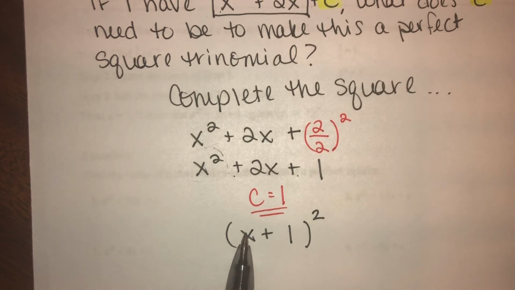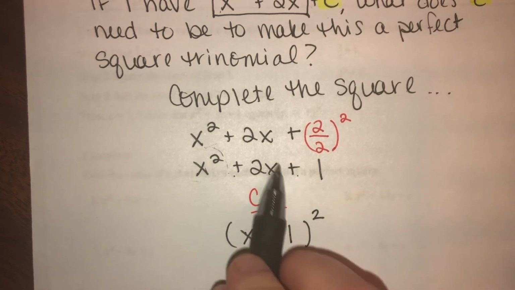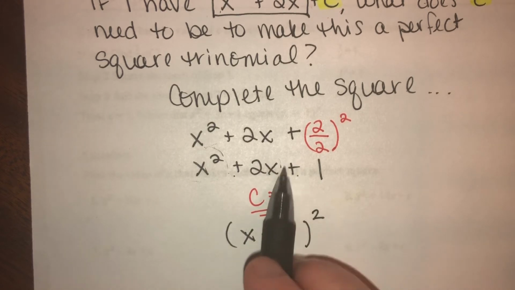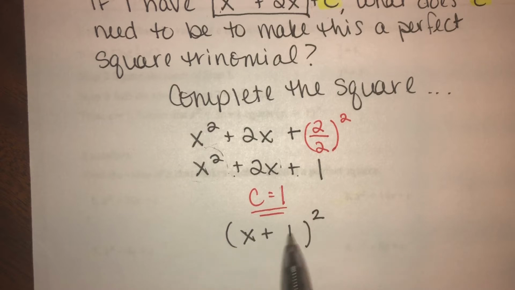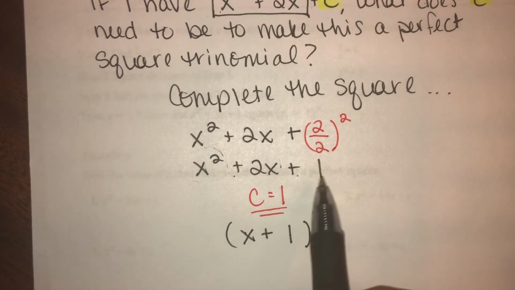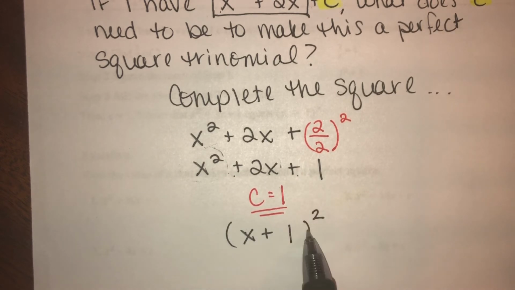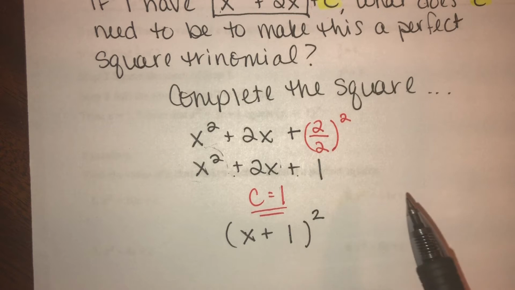And if I multiply this times 2, I should get here. X times 1 is x, times 2 is 2x. So that fits. So this is the factored version of this, right? But I had to know what this number was before I could factor it. So that's completing the square.